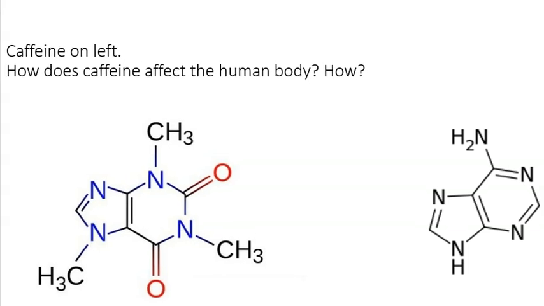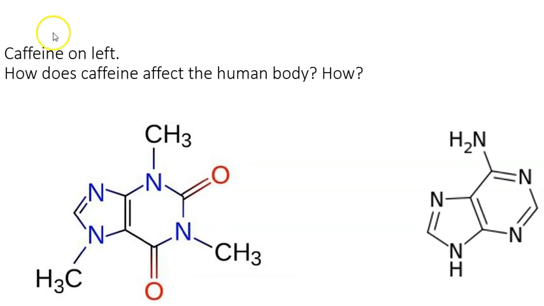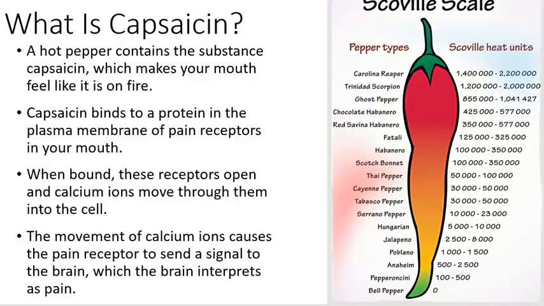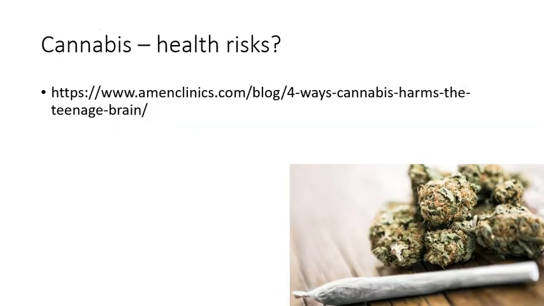You're completing these notes as we go. We're going to drag this up here. This is caffeine on the left and adenine on the right. Adenine, of course, is part of different molecules, some cofactors, adenosine triphosphate. We'll talk about various things, and I'll talk to you about this stuff when we have class.